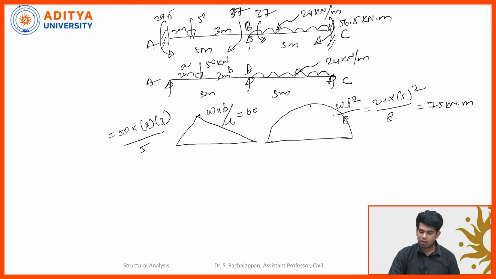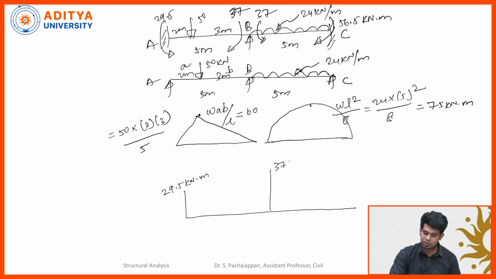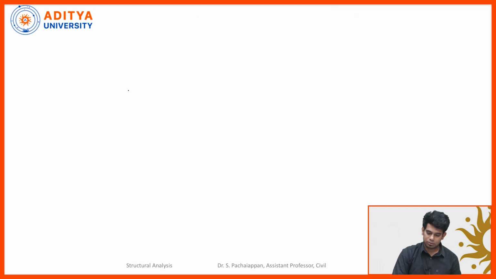Now I am going to draw the support moments diagram. At A I have 29.5 kilonewton meter, at support B I have 37 kilonewton meter, and at support C I have the maximum of 56.5 kilonewton meter. Here there is not sufficient space, so let's draw this diagram on the next page. So this is the moment diagram.